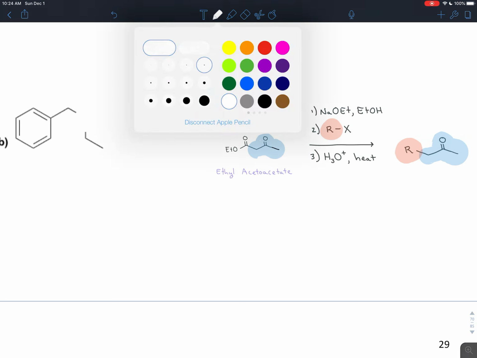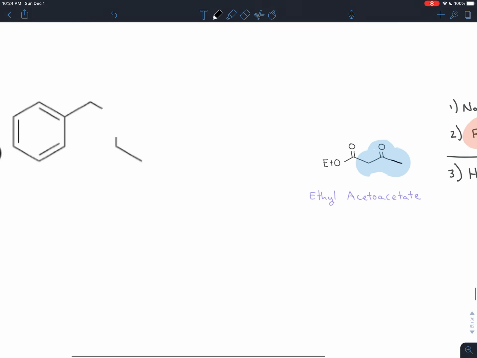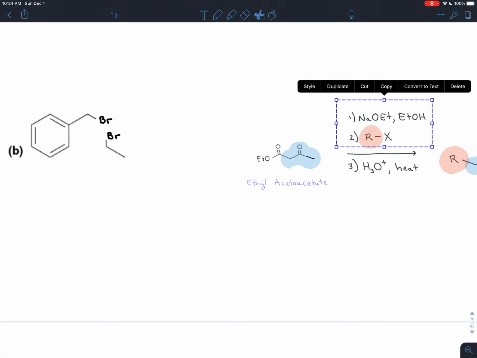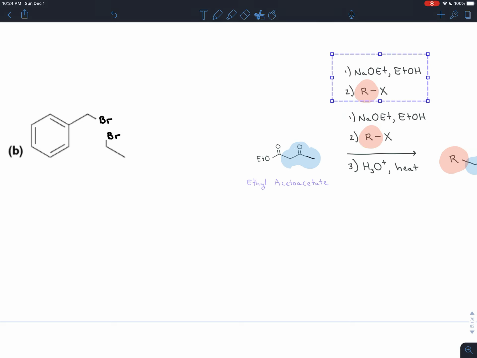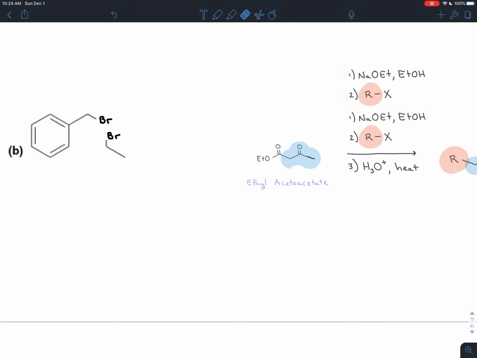When you erase that, what you'll notice is that you have 2 separated carbon chains. What that means is that we're going to have to do this step twice. We're going to have to put each of those carbon chains onto the alpha carbon here in 2 separate steps. And we saw this for the malonic ester synthesis in a previous video. So we can add leaving groups onto each of these. And what we're really going to do is take these 2 steps and just do them again, once for each alkyl halide.